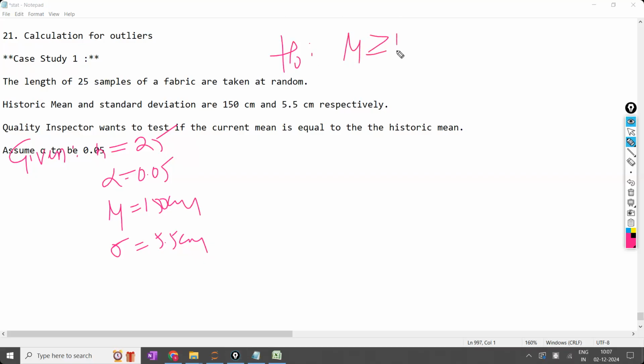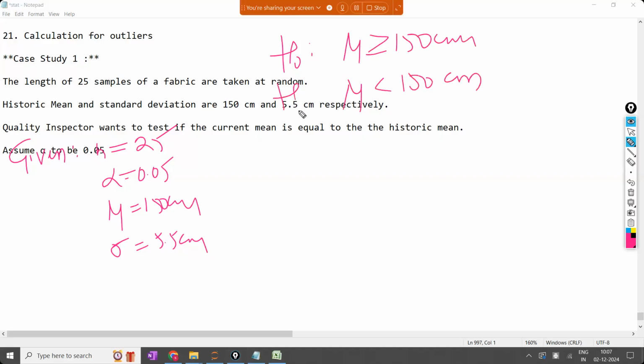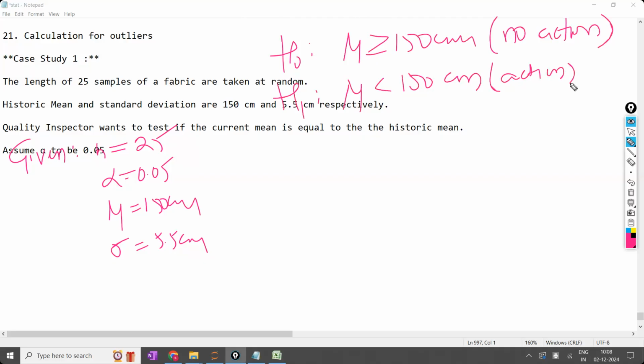Greater than or equal to 150, for them it is okay. You give 150 centimeters, you have given. If you give 152 also, for me, okay. But you can't give less than that. Mu less than 150, I'm going to take the action. Greater than 150, okay, no action. As an inspector, I will not take any action on you. And if you are giving less than 150, I will take the action.